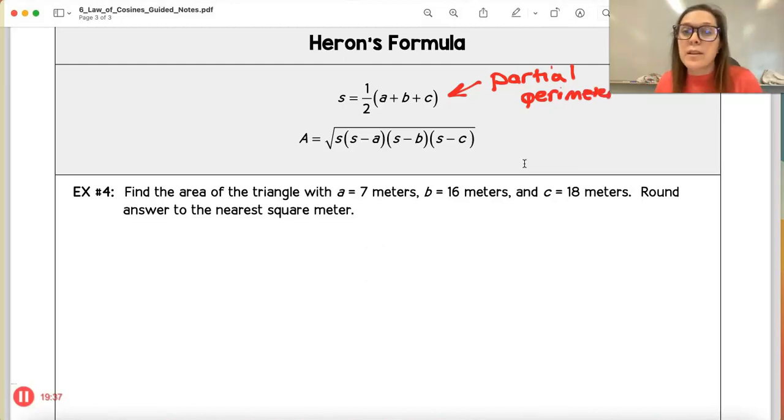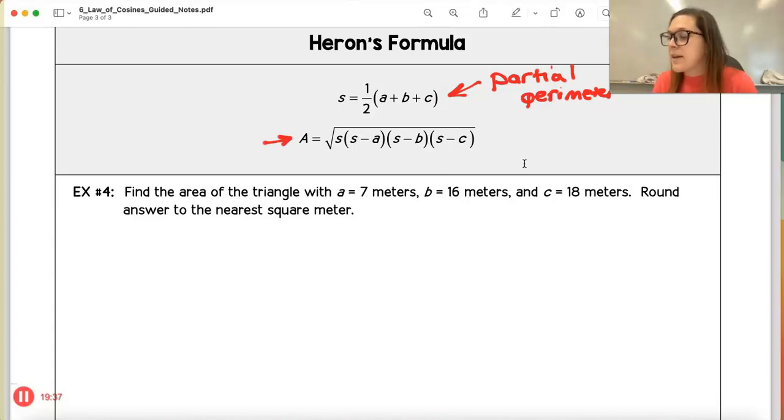If you really want to know the guts and the glory of where all this comes from, or if you just want to trust that it works, we can just say that we're going to trust that it works and it is what it is. Or we can get into it further if you want to. So that's how you would find your partial perimeter. So you take half of the perimeter. And then your formula then that you're going to use is right here.